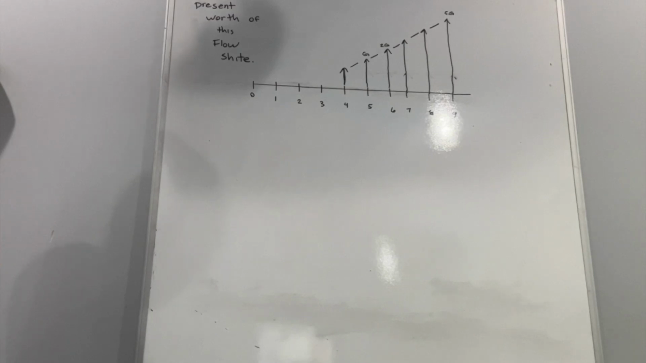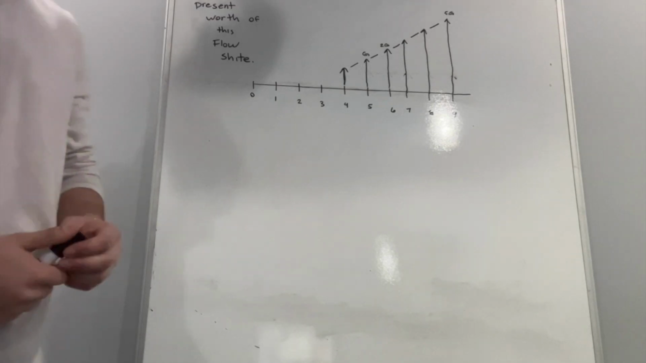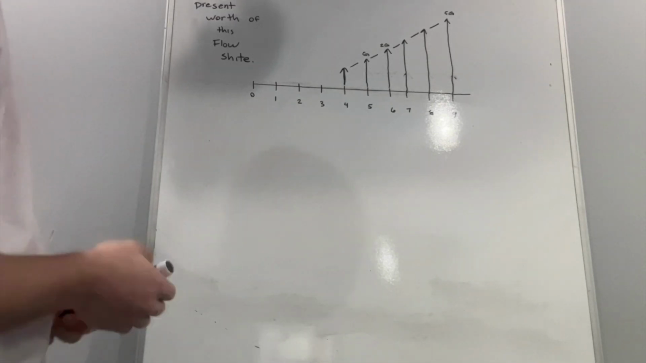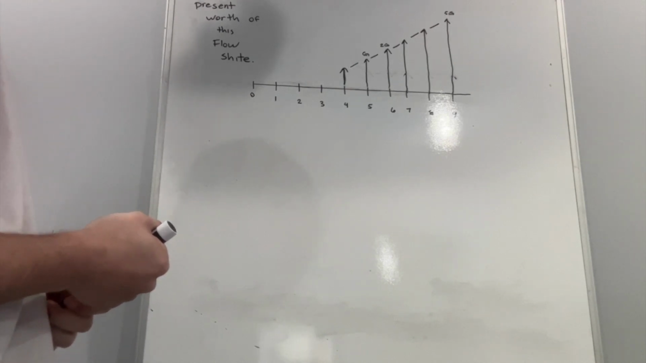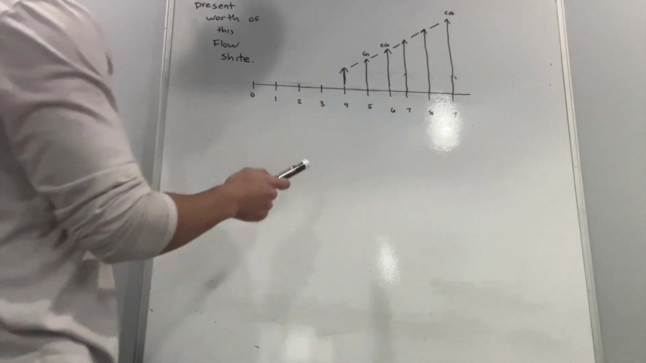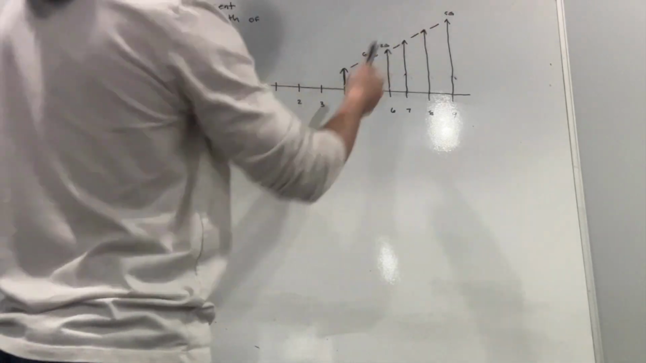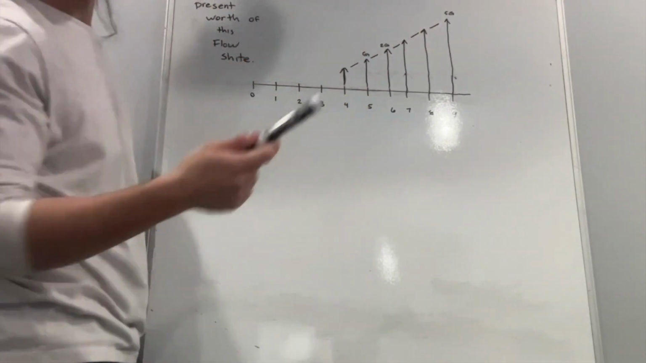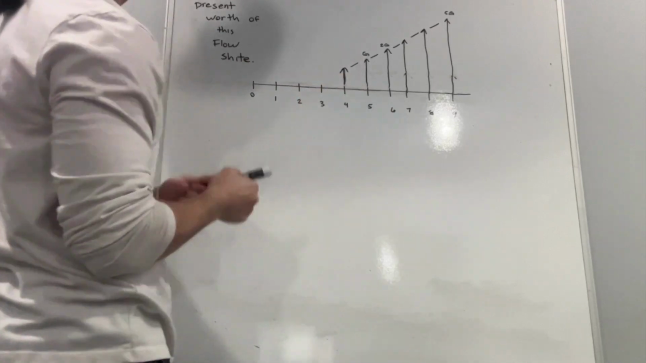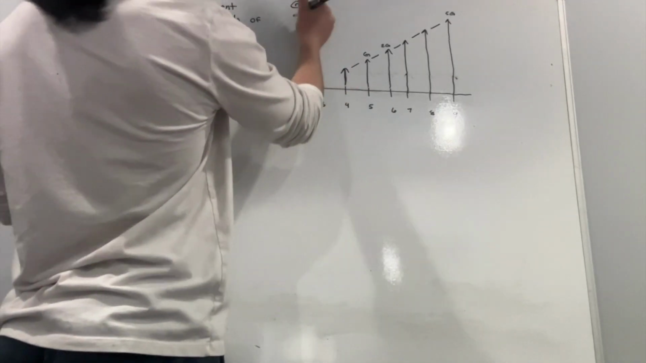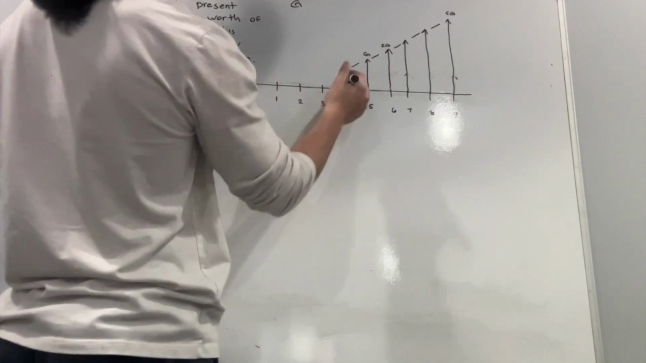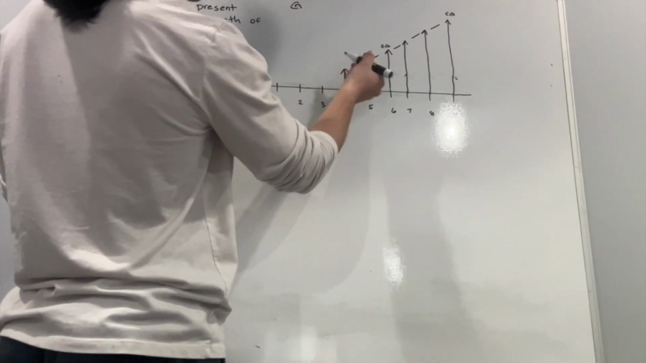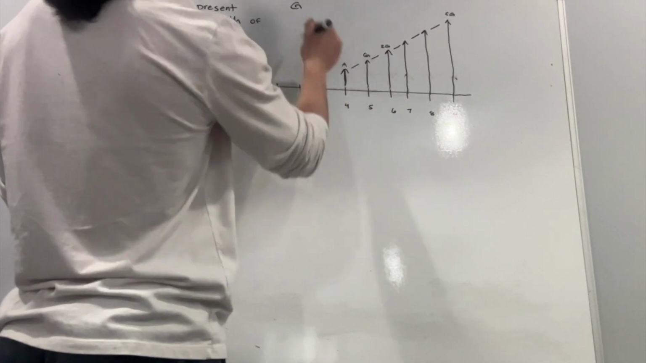Find the present worth of this flow chart. We don't have any numbers, so you're just going to have to trust me on this. If you have each number, you could just bring it back. But sometimes they might only give you G. So let's say they give you this G, and whatever this one is, let's say this is just A. So they give you G and A.